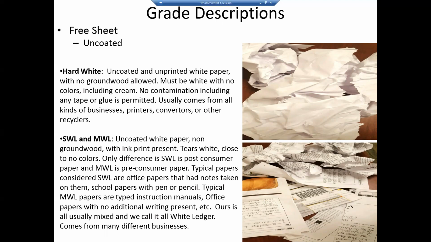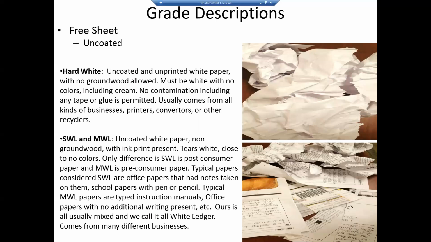Next, we have white ledgers. We have traditionally used two terms to refer to white ledgers, SWL, which is sorted white ledger, and MWL, which is manifold white ledger. The only difference between the two is MWL is pre-consumer, meaning it never made it out of the hands of the manufacturer, and SWL is post-consumer, meaning the consumer received it and then recycled it.